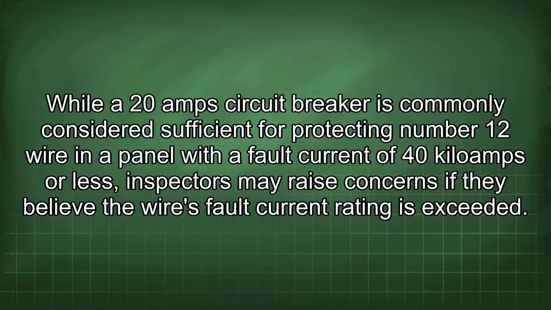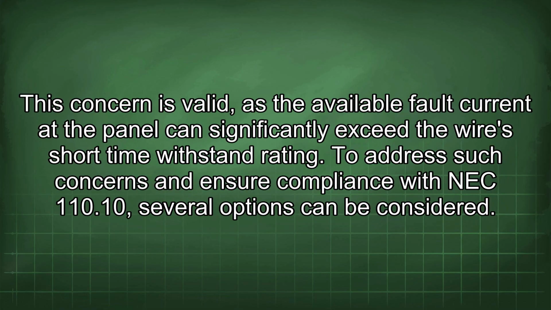While a 20 amp circuit breaker is commonly considered sufficient for protecting number 12 wire in a panel with a fault current of 40 kA or less, inspectors may raise concerns if they believe the wire's fault current rating is exceeded. This concern is valid, as the available fault current at the panel can significantly exceed the wire's short time withstand rating. To address such concerns and ensure compliance with NEC 110.10, several options can be considered.